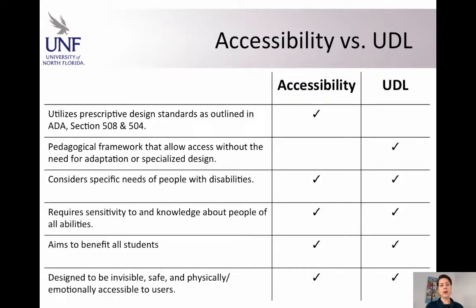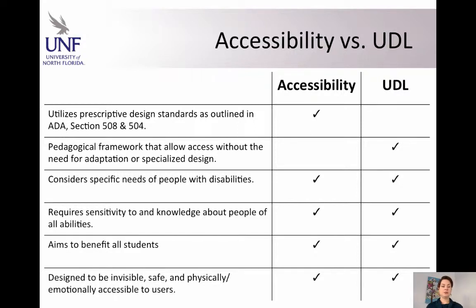And so just to wrap up here, I want to take a quick look at accessibility versus UDL. Where do they differ and where do they match up? Because they seem very similar in many ways, yet they're different in many ways. So accessibility utilizes prescriptive design standards as outlined in the ADA, sections 508 and 504. There's legalities involved with accessibility. Whereas UDL is more of a pedagogical framework that allows access without the need for adaptation or special design.